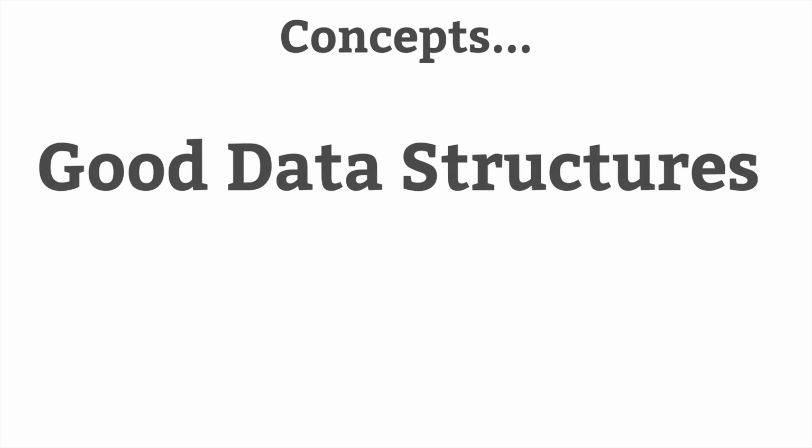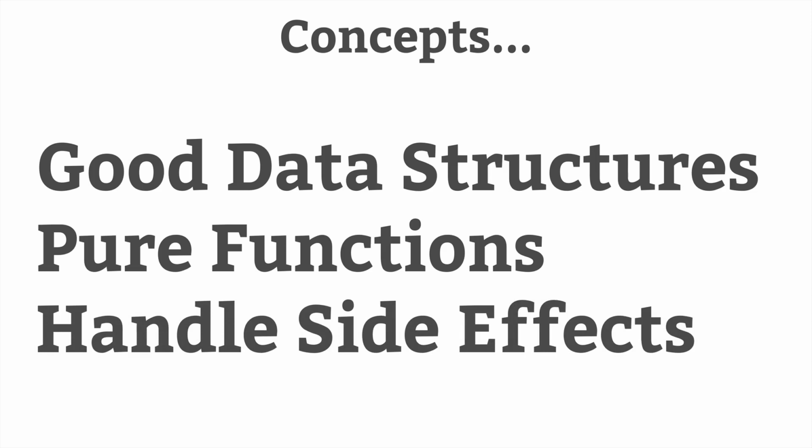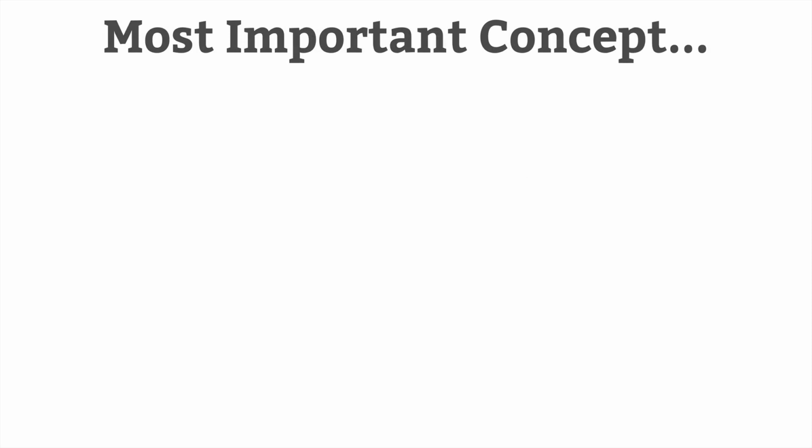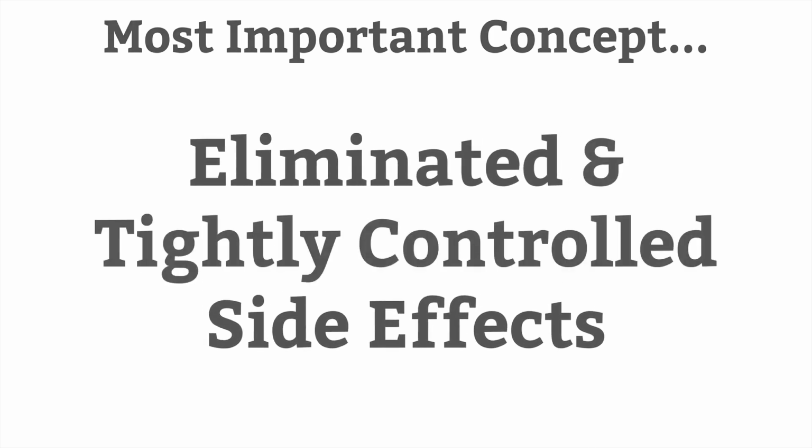So what are these concepts I'm referring to? Well, we started by creating good data structures, the candidate struct and the election struct. Then we wrote a bunch of pure functions to transform the data structures we created, and finally we dealt with the necessary side effects for our application to work. In my mind, the most important concept in what we did over the last several videos is that we eliminated side effects as much as absolutely possible, and when we needed side effects, we tightly controlled them and limited them to just one small portion of our app, the run function.